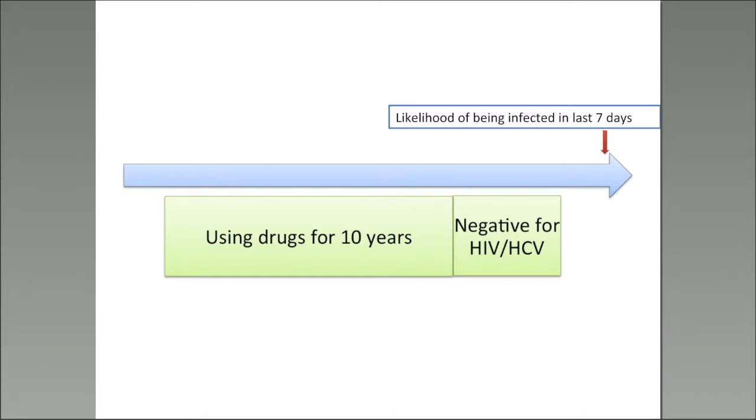So what you have to think about is this. Let's say you have a donor who's been using drugs for 10 years, and you do the NAT testing and it's negative for HIV and Hep C. The question is, what's the likelihood, if they've never been infected in all those years, that they're going to have been infected in the last 7 days? So you can imagine that likelihood is actually much smaller than most people think it is.